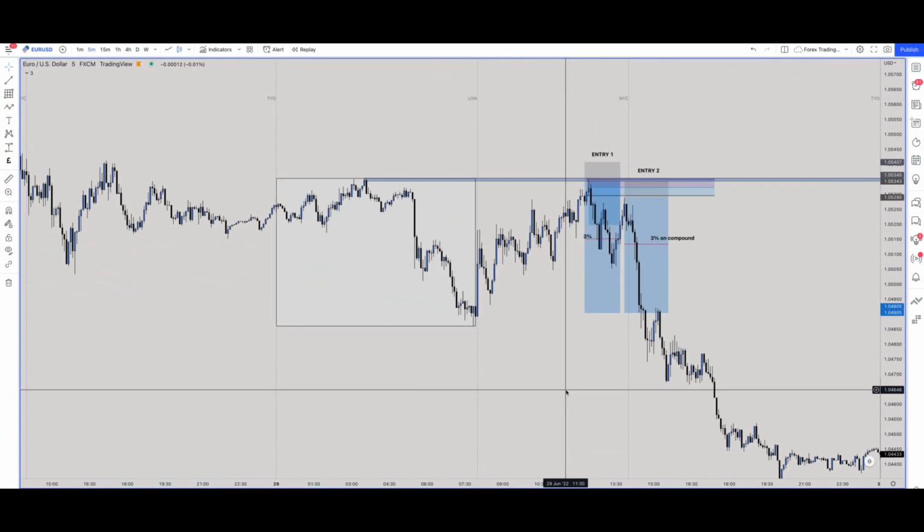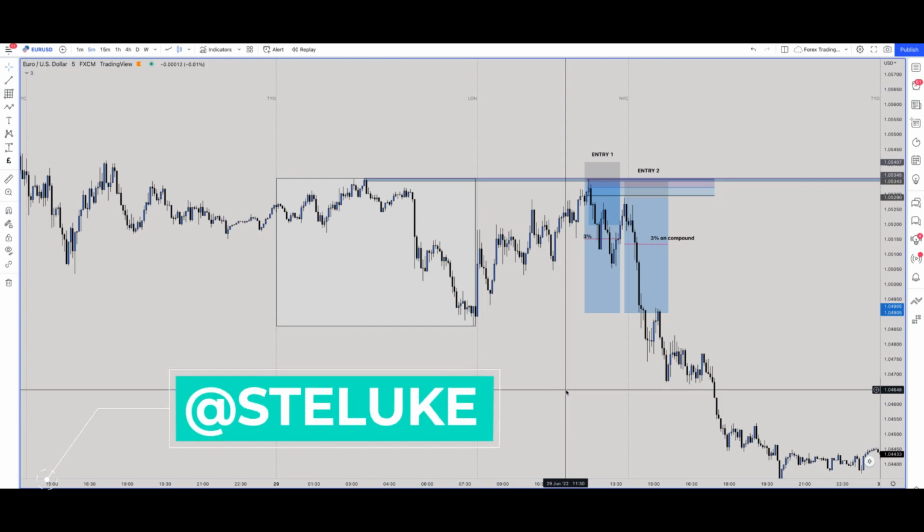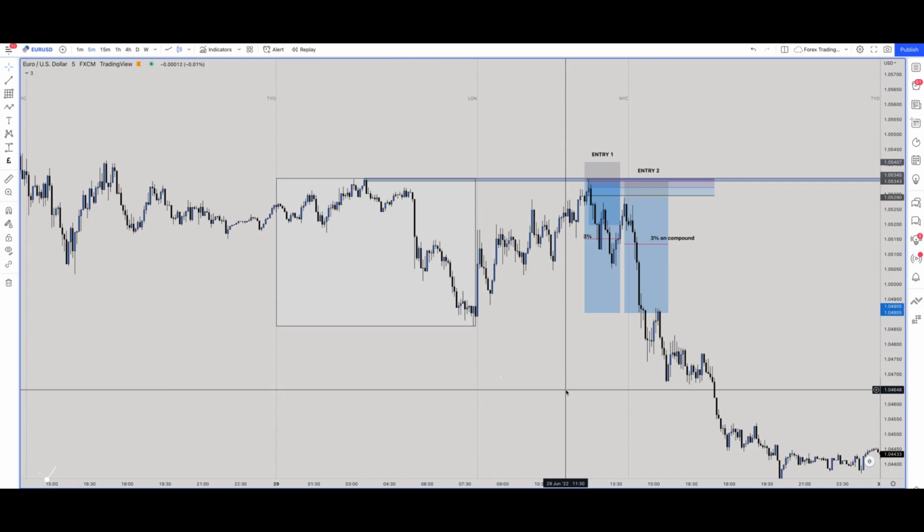I want to try and keep these as regular as possible, and basically what I want to show you is what I traded live on my Instagram username at Steluke, S-T-E-L-U-K-E. Yeah, so I want to go over it. It's a lot easier to explain it on here rather than the time constraints on IG.